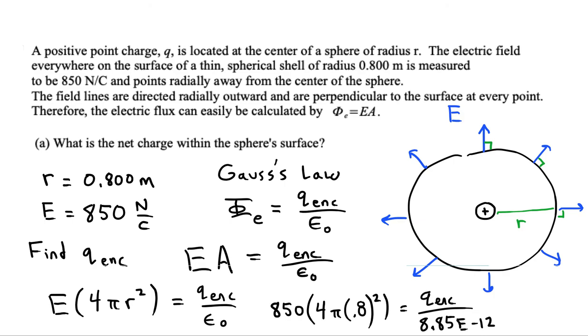Solve this equation for Q. I get 6.05 times 10 to the minus 8 coulombs. That is the charge enclosed by the Gaussian sphere.